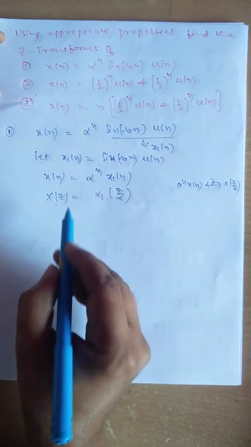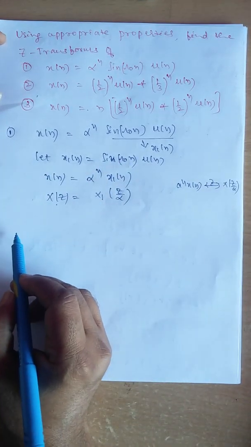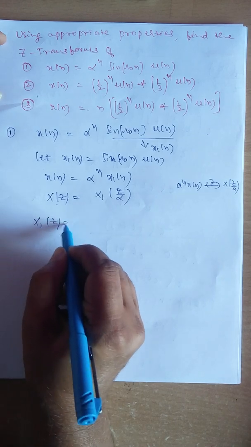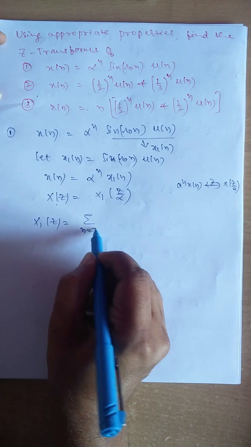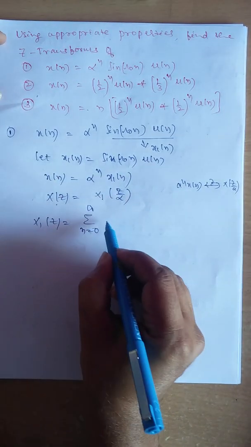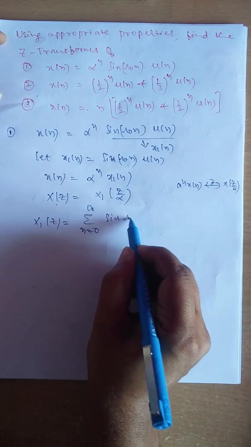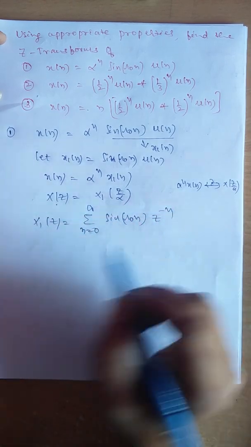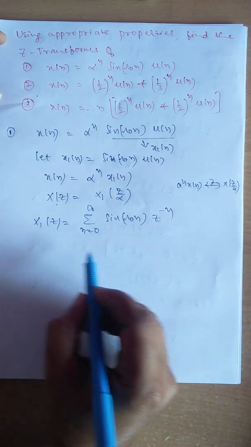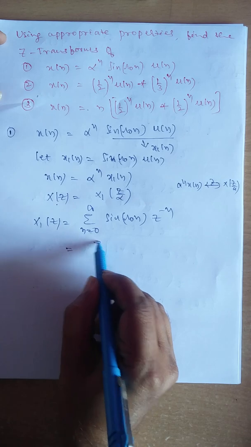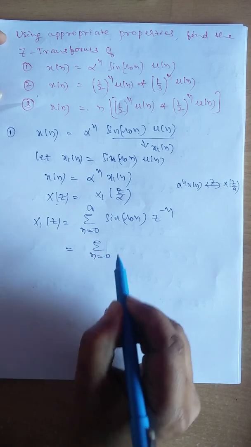What is x1 of n here? Sine of omega naught n into u of n. That is x1 of z is equal to summation of n from 0 to infinity, because of u of n, the range is 0 to infinity, of sine of omega naught n into u of n, whose value is 1, into z to the power of minus n. I told you, when you have trigonometric functions, express them in terms of exponential signals.